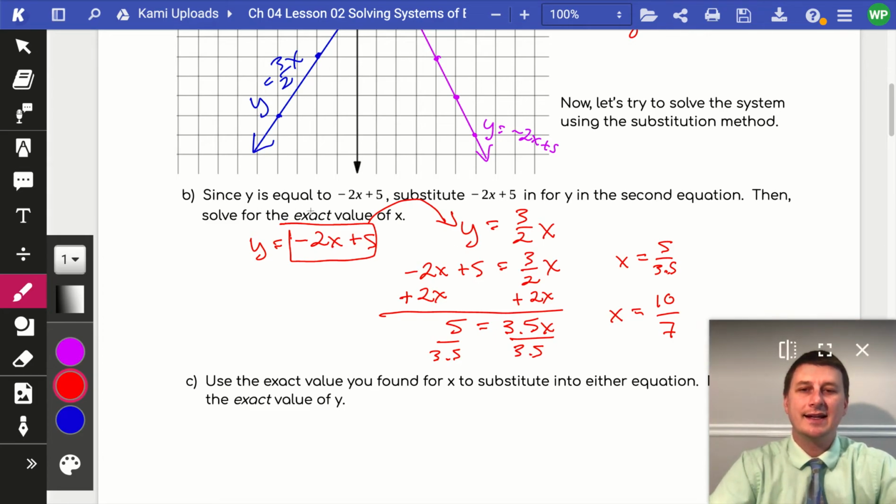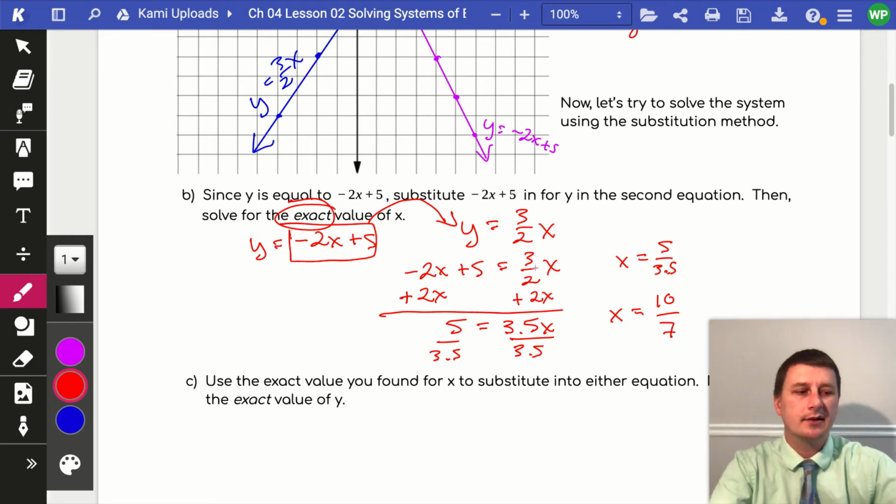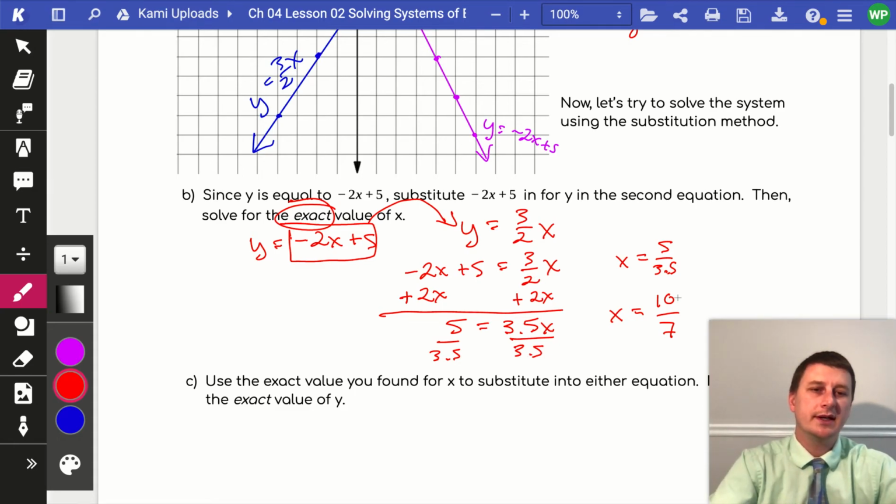And it says the exact value of x. So if you were to write a decimal answer, since that decimal is a very long repeating decimal, trust me, it is repeating, but since it's so long, if you were to round that decimal, you wouldn't be giving the exact value, you'd be giving the rounded value. So the exact value of x is 10 over 7.